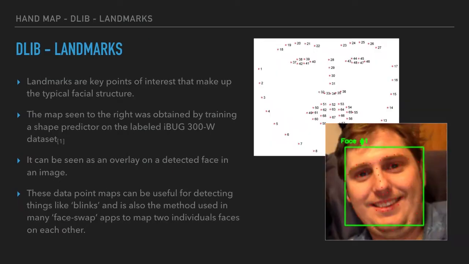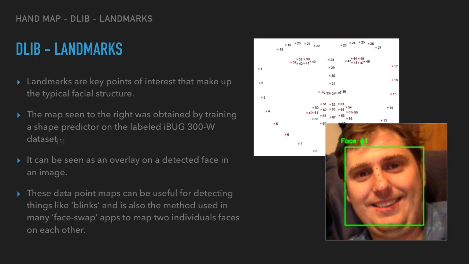So when we talk about landmarks, we're talking about key points of interest that make up a typical facial structure. If you have a look at the image on the right with all the little points, those are indices representing points on a typical face. This was trained using the iBUG 300-W dataset, which I've linked in the references. It can be seen as an overlay on the detected face in an image.